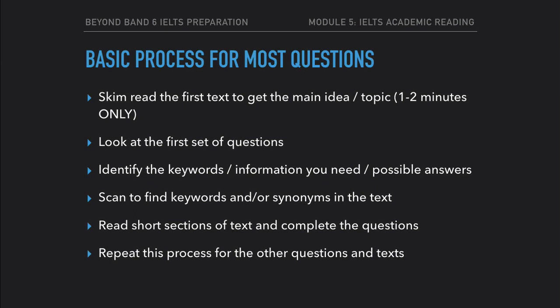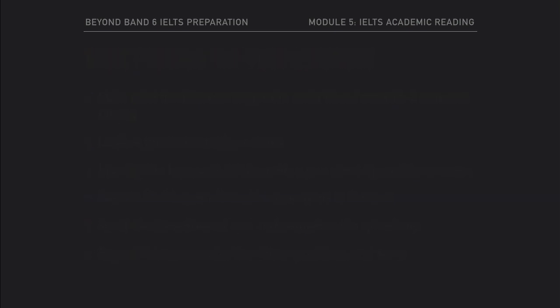So here is the basic process you should use to answer most reading test questions. First, skim read the text to get the main idea or topic. That should take 1 to 2 minutes only. Then look at the first set of questions. Identify the keywords of the information you need and possible answers, and then scan the text to find keywords or synonyms. Once you've found them, read short sections of text and complete the questions. Then repeat this process for the other questions and the other texts.